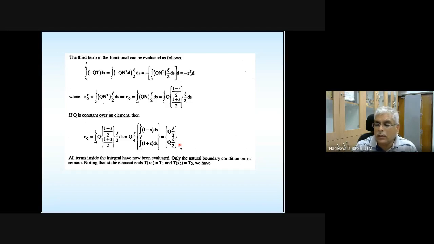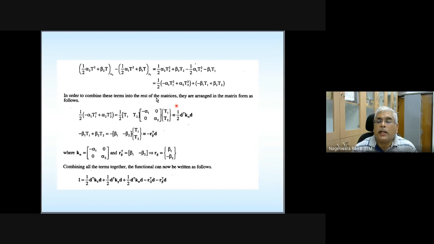Okay, you got the third term, and then the boundary terms. You have this as a boundary term, this is a second boundary term. These two boundary terms can be combined and group the terms having alphas and betas separately. Please note that T1, T2 are the nodal values.